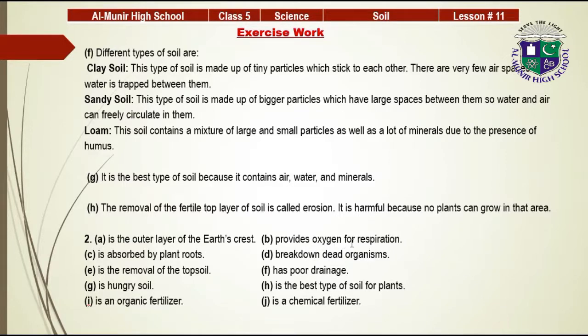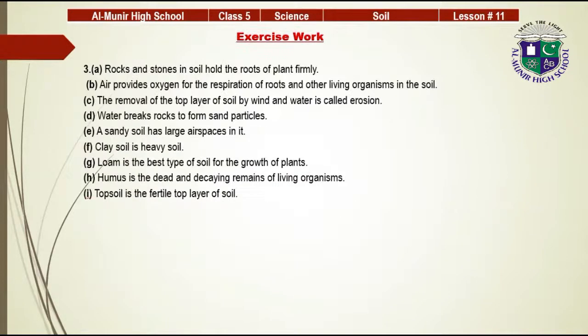B provides oxygen for respiration. C is absorbed by plant roots. D breaks down dead organisms. E is the removal of the topsoil. Part F has poor drainage. Part G is hungry soil. Part H is the best type of soil for plants. Part I is an organic fertilizer. Part J is a chemical fertilizer.